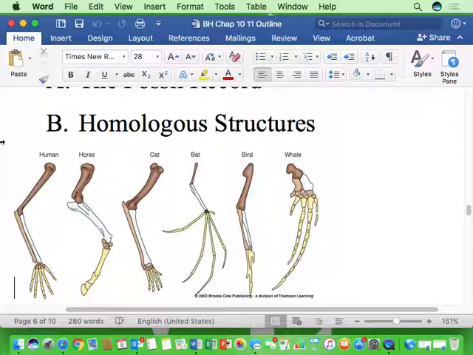Now, as far as function, we start over here with the whale. He's going to use that to swim. The bird doesn't really use his too much to fly, but it's part of his wing. And then the bat to fly, and of course we know it.